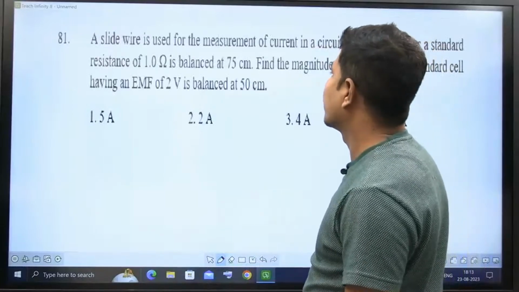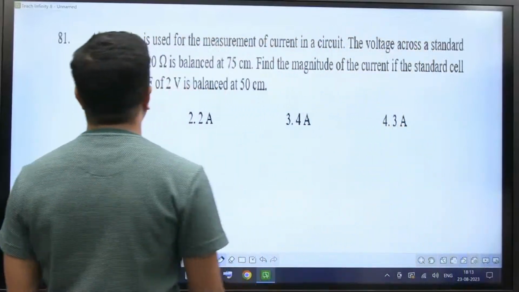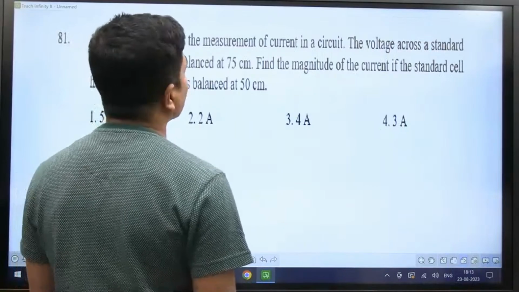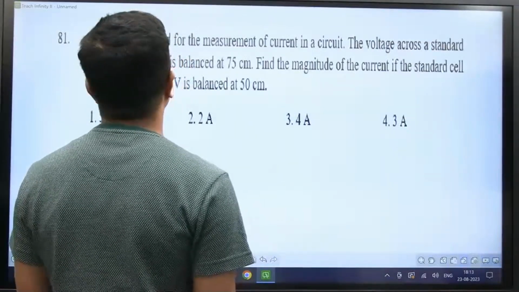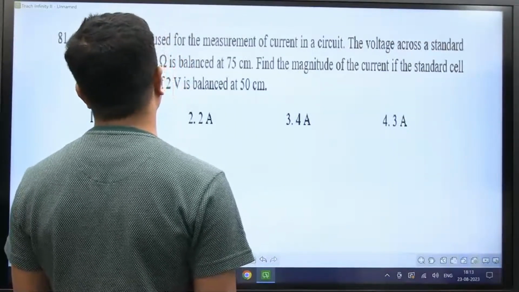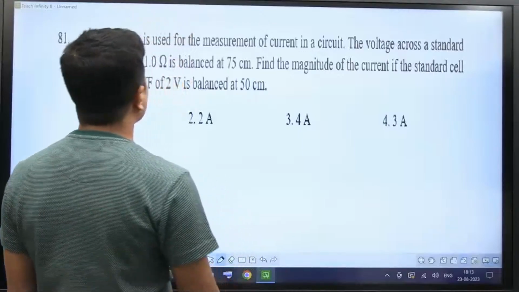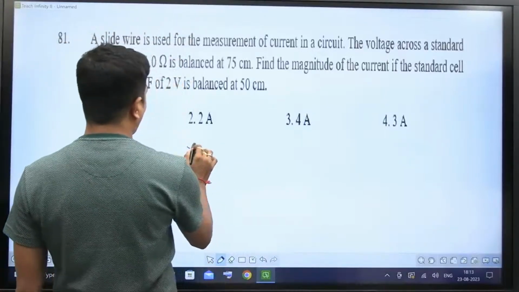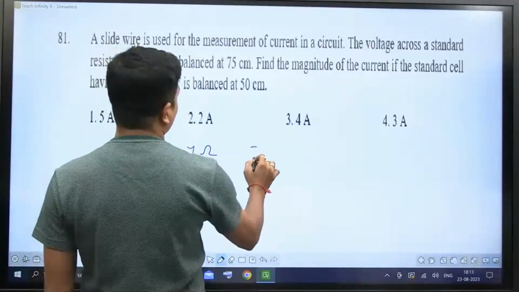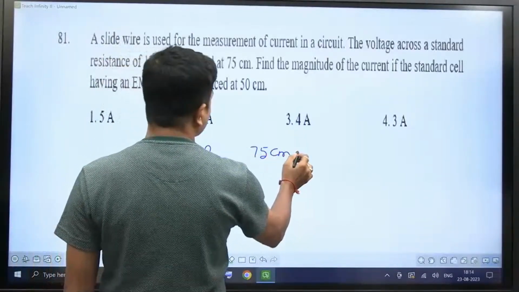Next question. Yeah, let's solve this question. A slide wire is used for the measurement of current in a circuit. The voltage across a standard resistance of 1.0 ohm is balanced at 75 centimeters. So 1 ohm, 75 centimeters.